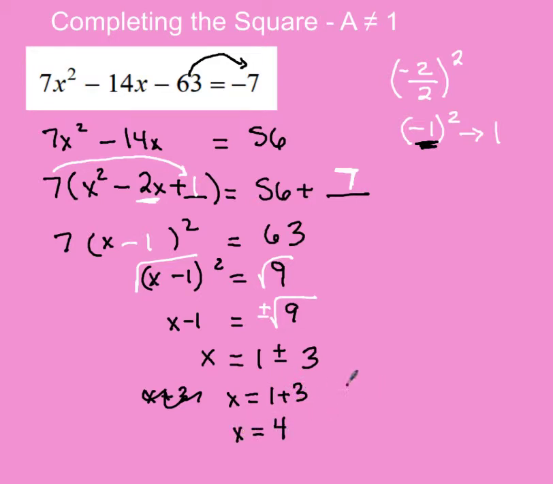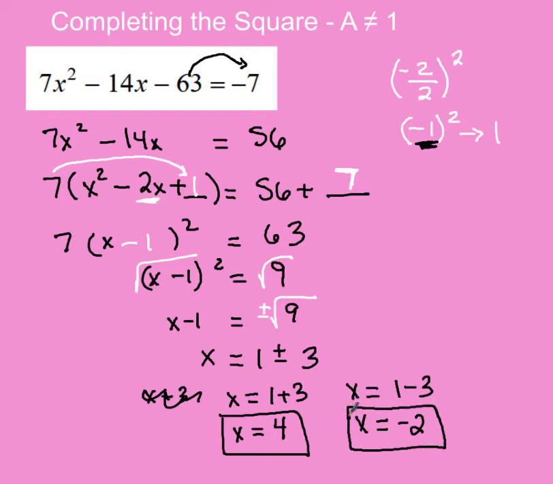Then the other one, we're going to do x equals 1 minus 3, and we know 1 minus 3 gives us negative 2. So these are my two solutions, my two real solutions, by completing the square for the equation 7x squared minus 14x minus 63 equals 7.